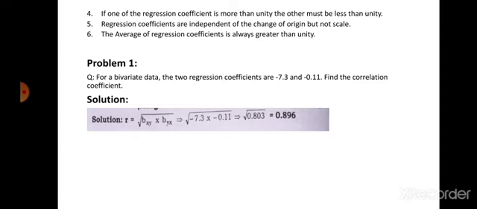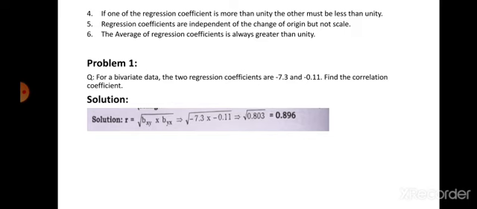Now, for a bivariate, these are the properties of regression coefficients as given here. Now, first problem: for a bivariate data, the two regression coefficients are given as minus 0.73 and minus 0.11. Find the correlation coefficient. What is the solution?